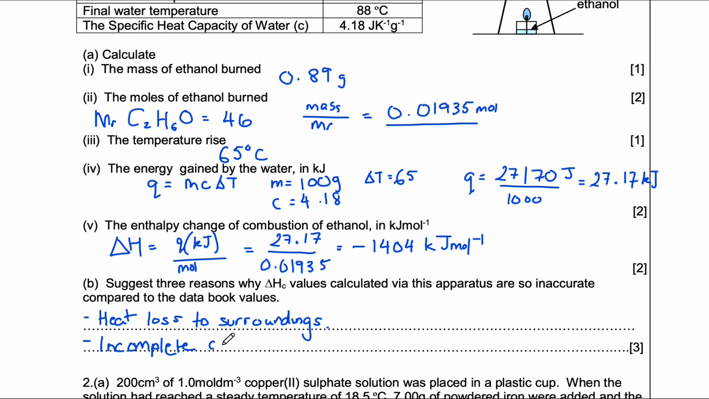Another one could be that we could have incomplete combustion, because we could be forming carbon monoxide and water, not carbon dioxide and water. A third one could be evaporation of the ethanol, because ethanol is quite volatile, it does evaporate fairly quickly. And the last one, it could have been done under non-standard conditions. I know it's only asking for 3, I'm just going to list all of them.